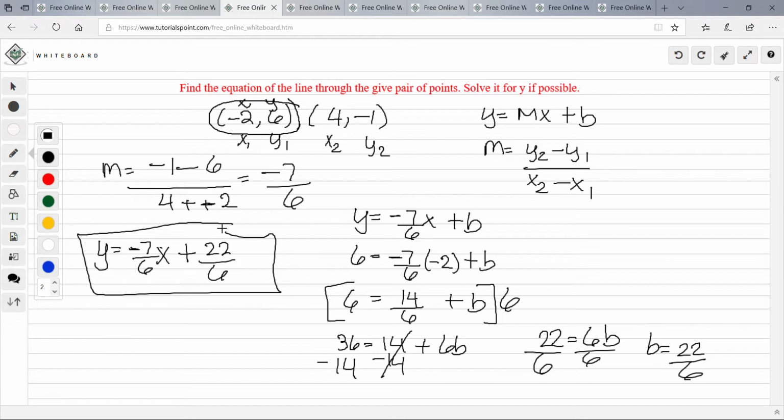Okay, so now, let me erase. We have y equals negative 7/6 x plus 22 over 6, right? The problem doesn't ask you to graph it, but I've got to show you how to graph it, and there are two different ways. Once you get this form, you have to know how to graph it.